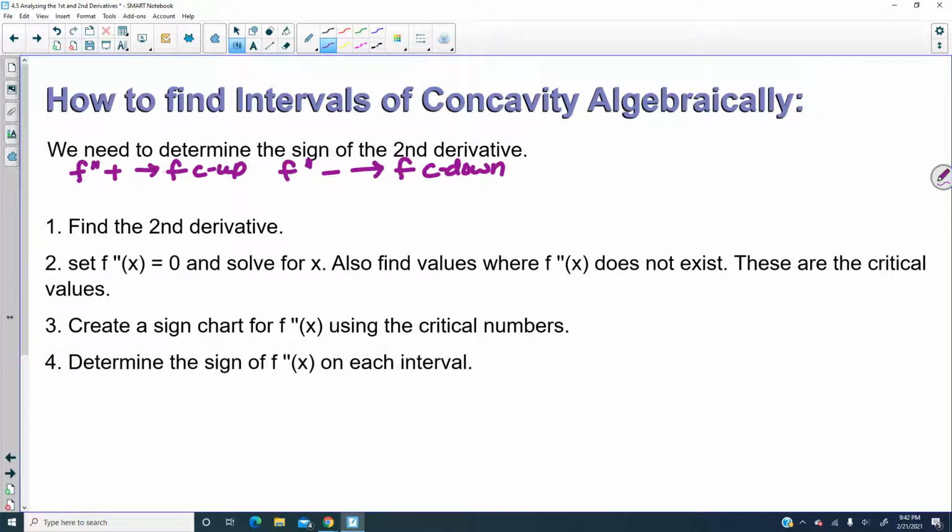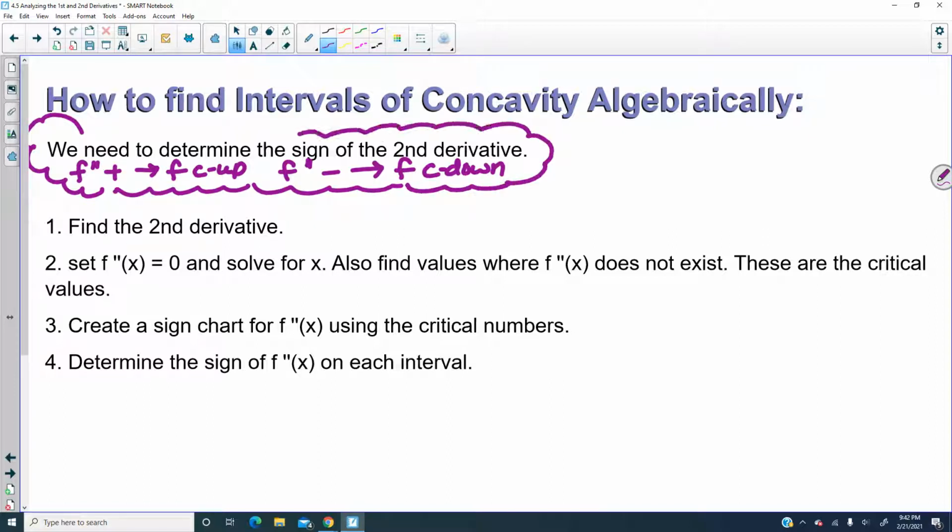So we do need to determine the sign of the second derivative, because that's going to help us determine concavity. So that is the big idea. I don't want that to get lost. I'm going to put this in a cloud. We really want to determine the sign of f double prime, or the second derivative.